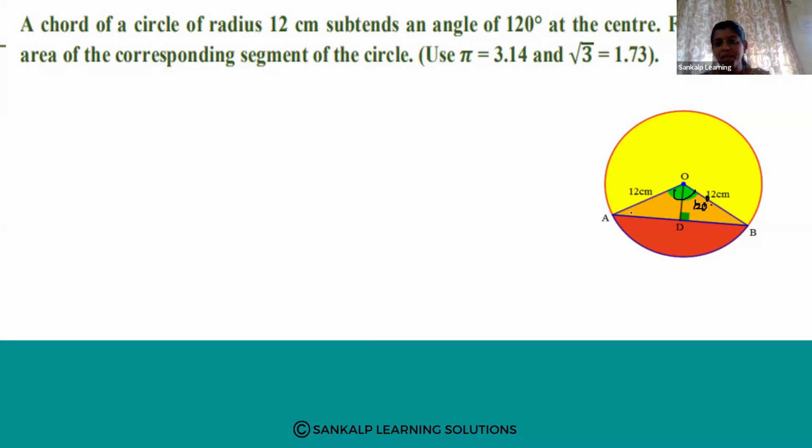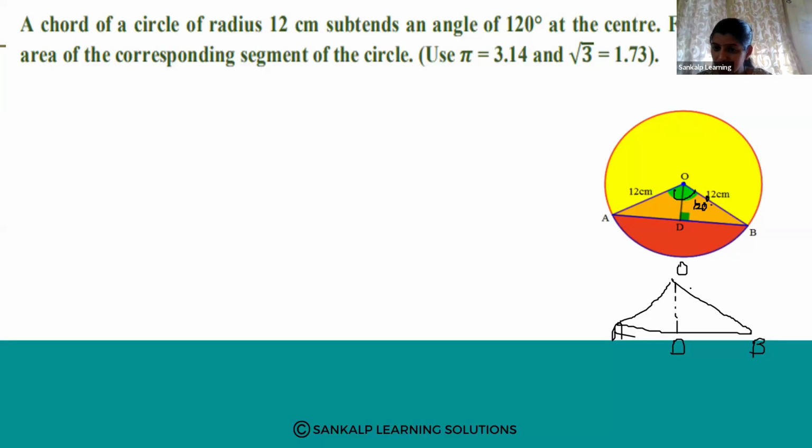So for that, what we need to calculate? See here, one triangle will form, that is OAB, right? So this is OAB. Now, draw one perpendicular OD. Draw one perpendicular to the triangle, OD. So this perpendicular divides the triangle. If you draw the perpendicular in one big triangle, it divides that triangle into two parts, right? So it divides into two equal parts.